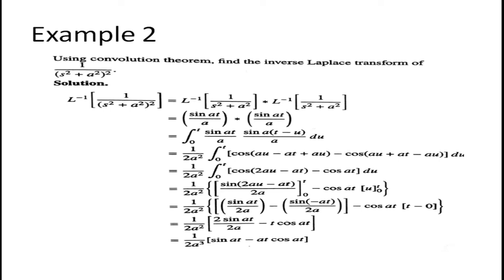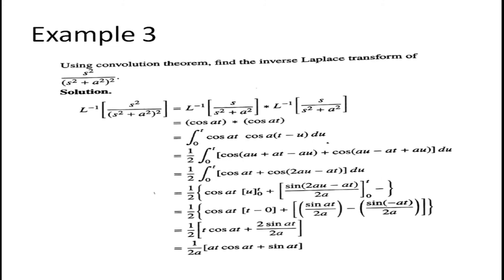So integral 0 to t, first function sin at by a into sin a into t minus u by a du. Here also we apply the result sin a sin b equal to cos a minus b minus cos a plus b by 2. Then we integrate. Then after integrating term by term and applying the limits, we get the answer as 1 by 2a cube sin at minus at cos at.